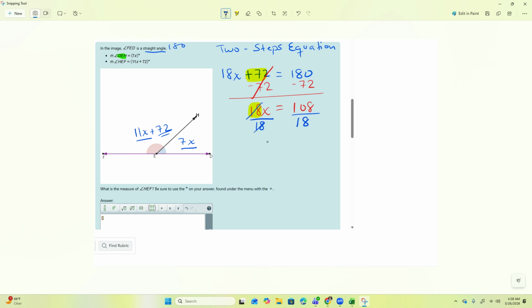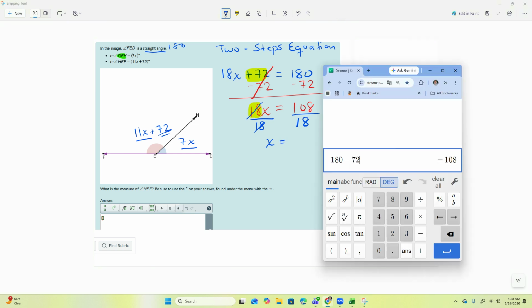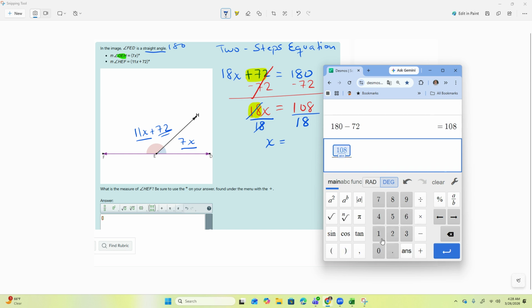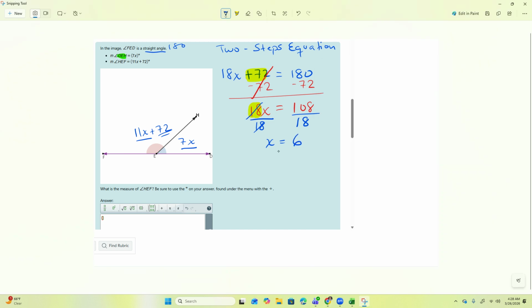The 18s are gone, and you're going to have x equal, and again, get the calculator, x equal 108 divided by 18. And you can see I got 6. So I found the value of x. Now, why do I need the value of x? Because if you look at the angles, they have x, okay? So that's why I need to find the value of x.